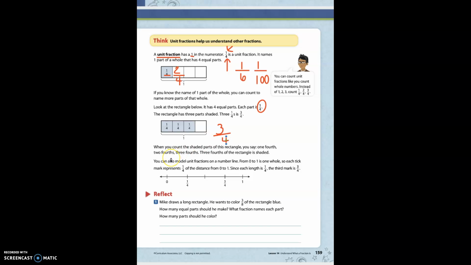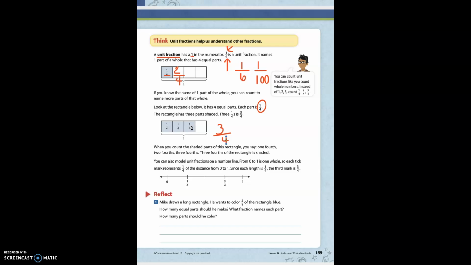All right. When you count the shaded parts of this rectangle, you say 1/4 for this one. You say 2/4 when you're counting here, and then you say 3/4 are all 3 pieces. 3/4 of the rectangle is shaded.